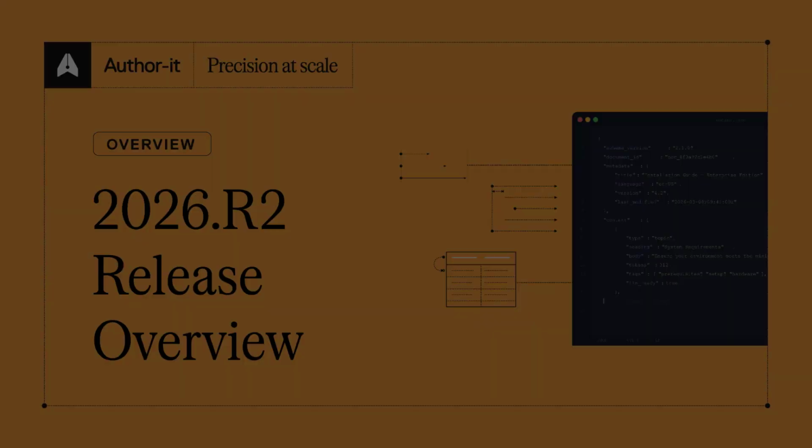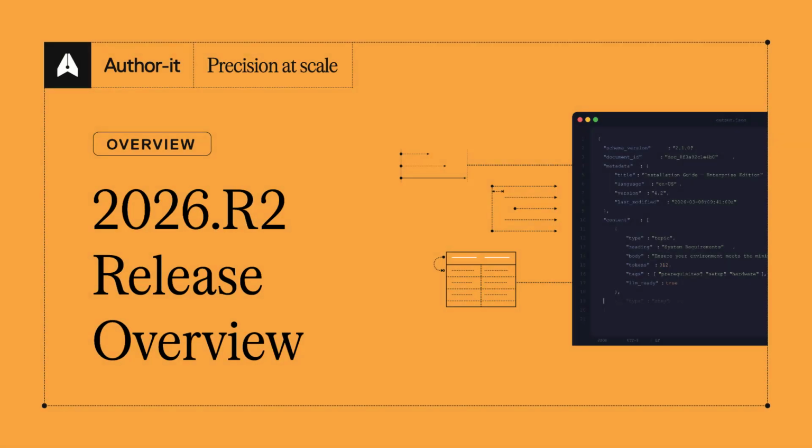And that's everything for AuthorIt 2026 R2. For full details on all of these updates, including the improvements and fixes we haven't covered here, be sure to check the release notes in the AuthorIt Knowledge Center.